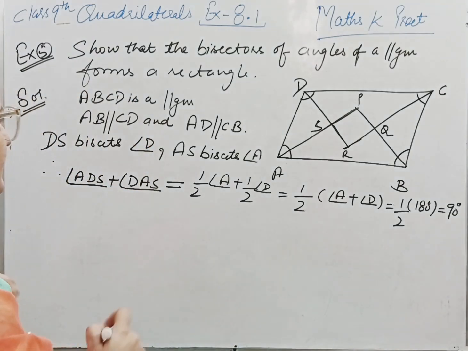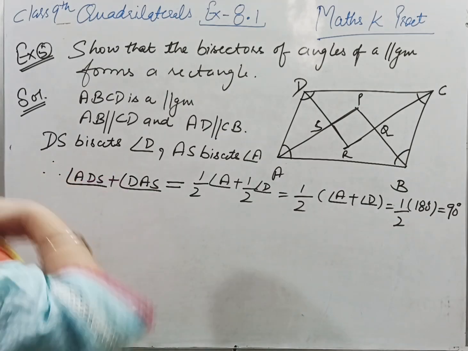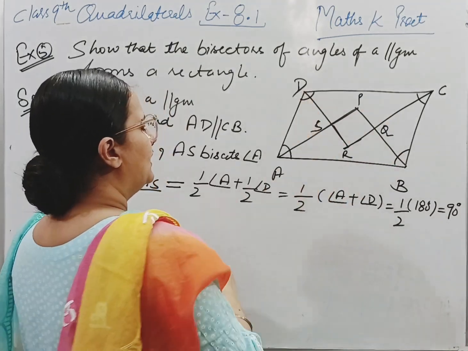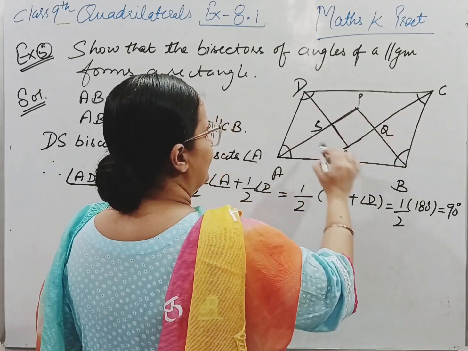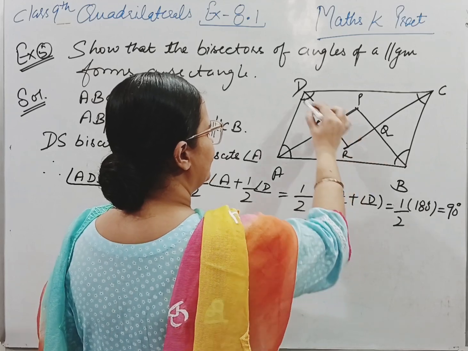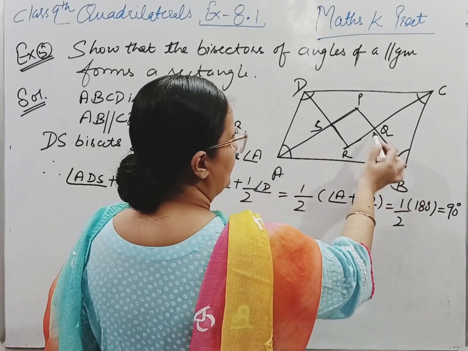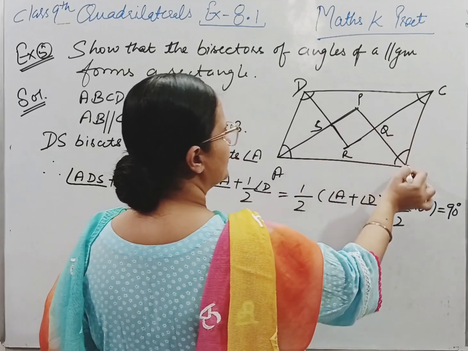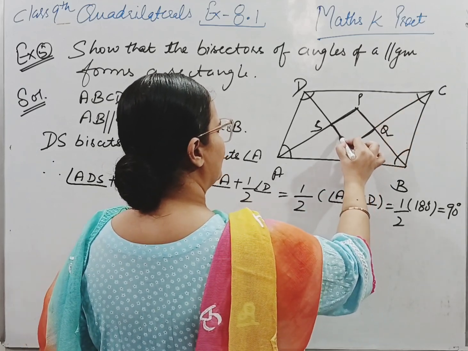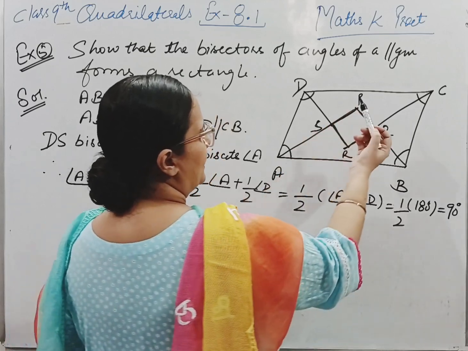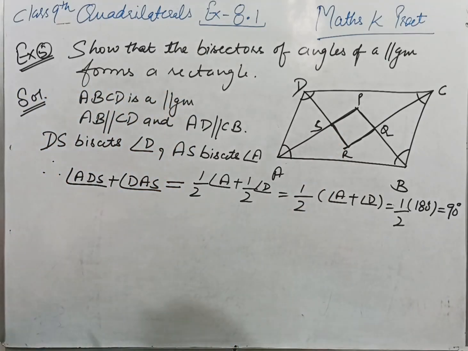So this is example number 5. Figure is given to us. Show that the bisectors of angles of a parallelogram form a rectangle. So this is a parallelogram given to us, and A, B, C, D are its 4 angles. Then the bisectors of these angles: DS is bisecting angle D, AS is bisecting angle A. Similarly, BQ is bisecting angle B, CQ is bisecting angle C. So the bisectors of the angles of this parallelogram, we have to show that they are forming a rectangle. So we have to show that basically PQRS is forming a rectangle.